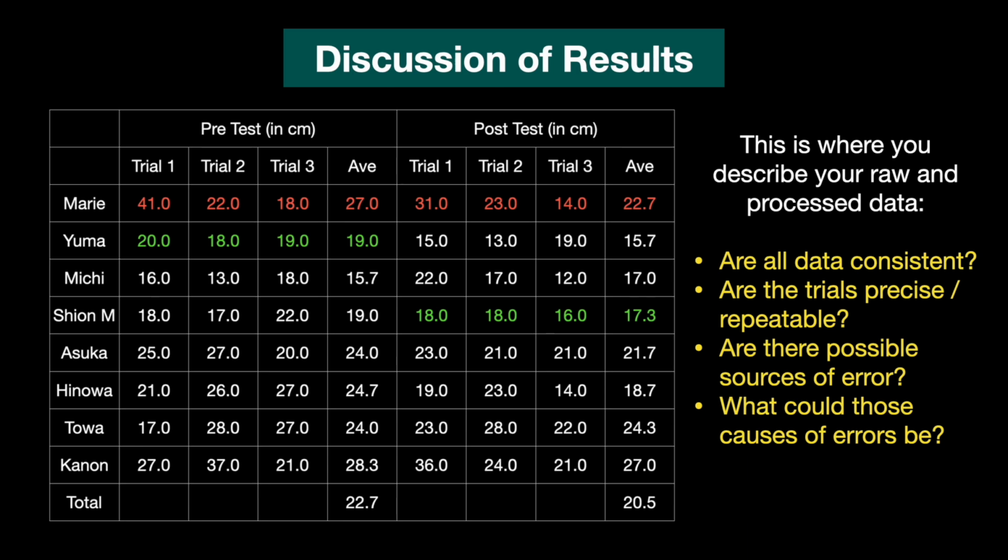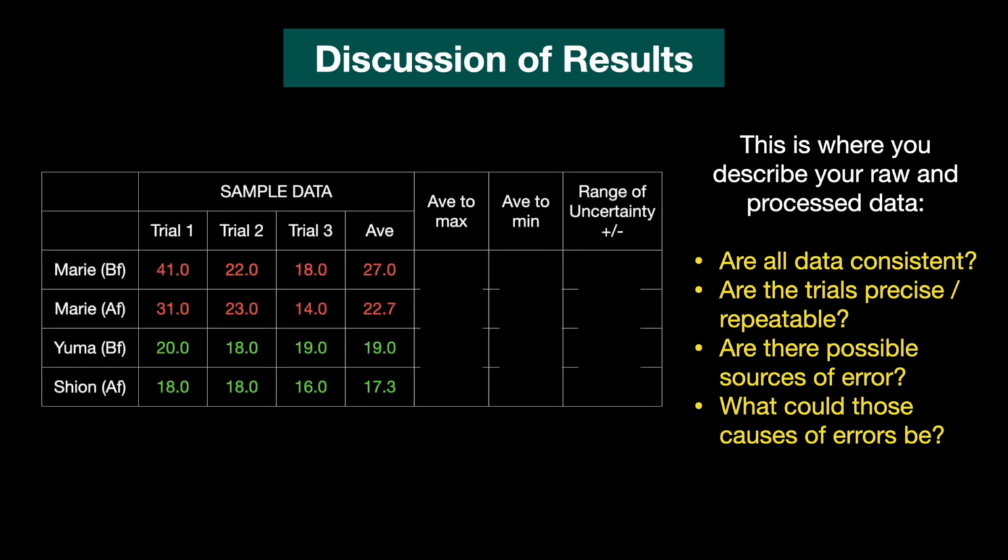Another way of checking whether your data is precise, is it repeatable, is to take a look at sometimes not the process data, but sometimes you have to go back to your raw data. So here we have some highlighted numbers, the before and after numbers of Marie, the before and after numbers of Yuma and Shion. If you only look at the average, you will say, oh, the average is 27 and 22 and 19 and 17.